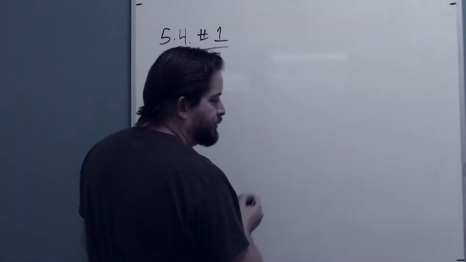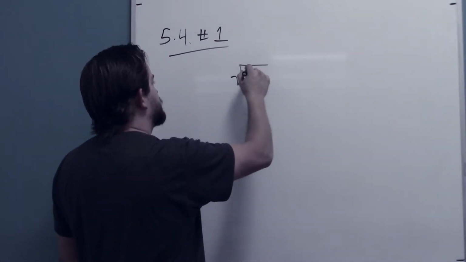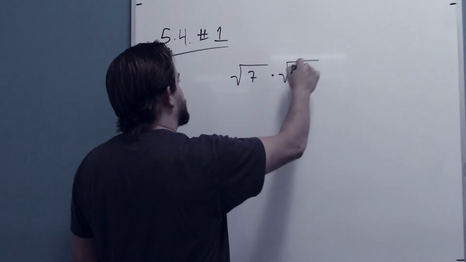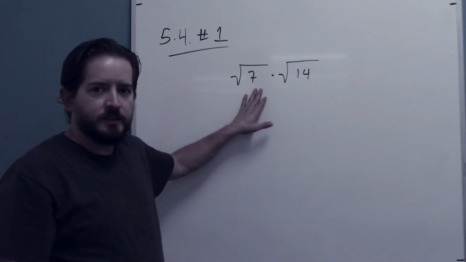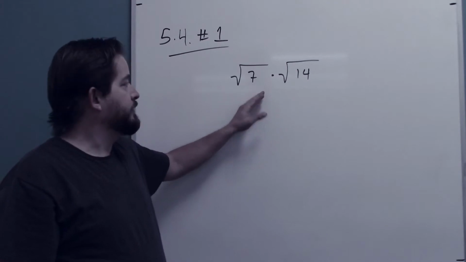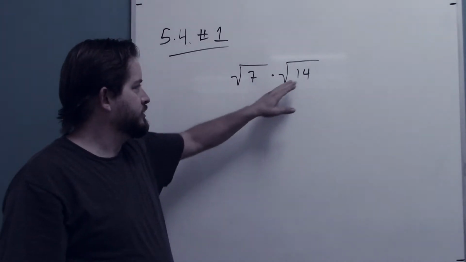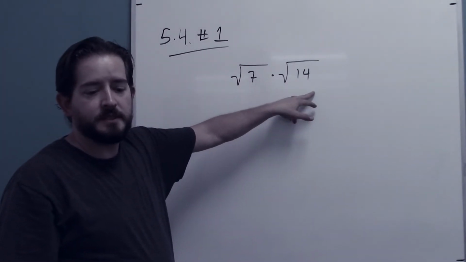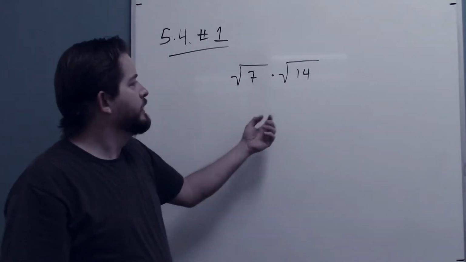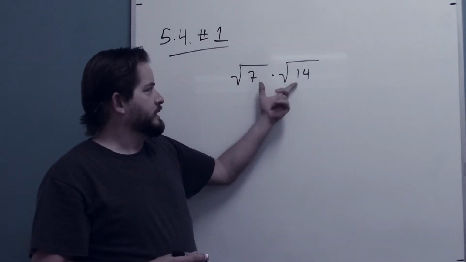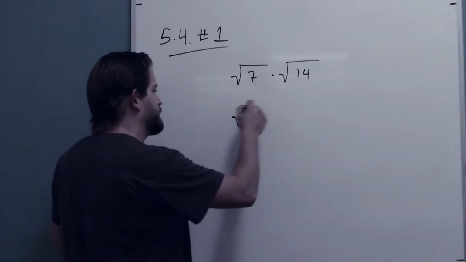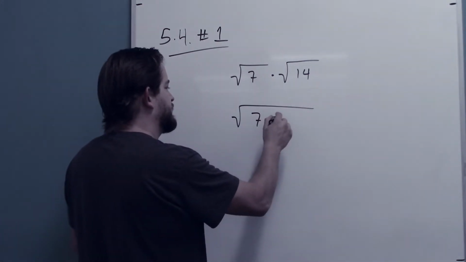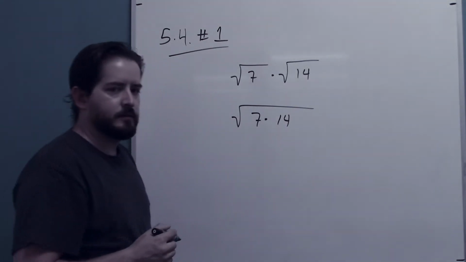It says to simplify completely, and we're given the square root of 7 multiplied by the square root of 14. Individually, there's not a lot you can do with this. The square root of 7, the 7 can't come out. The square root of 14, which is just 2 times 7, nothing can come out. But if I have the square root of one thing times the square root of another thing, I can rewrite this as the square root of those two things multiplied inside a single radical.